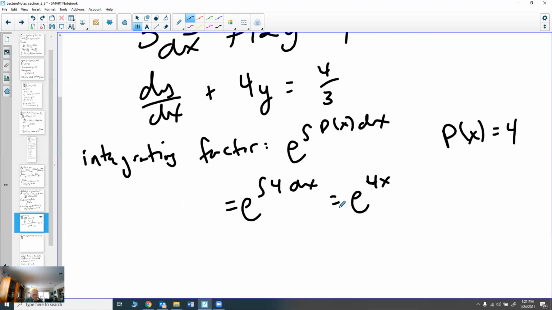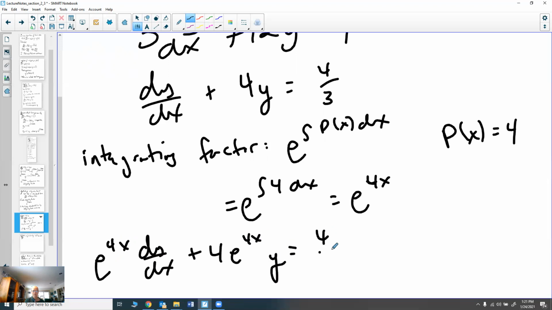So we now have our integrating factor. We know what that is. So now we're going to multiply our differential equation by this integrating factor. e to the 4x dy/dx plus 4 e to the 4x times y equals 4/3 e to the 4x.